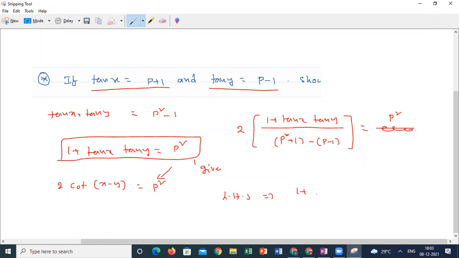1 plus tan x tan y. I am multiplying with 2 and dividing with 2. Are you clear what I am saying? Yes, sir. Got it, sir. So we know p plus 1 minus p minus 1 is 2 only now. Yes, sir. Got it. Subtraction. So 2 can be written as p plus 1 minus p minus 1. So this will use tan x minus tan y, which is nothing but 1 by tan of x minus y. Got it? Yes, sir.